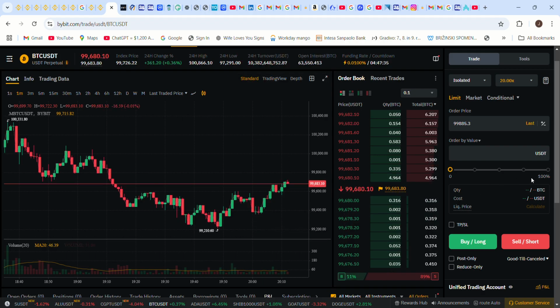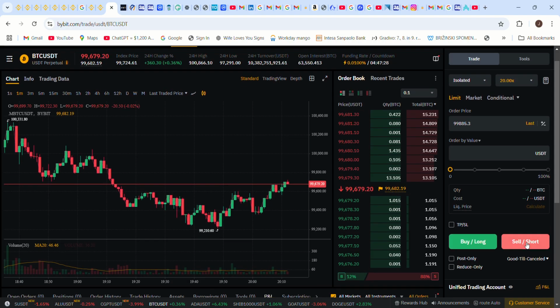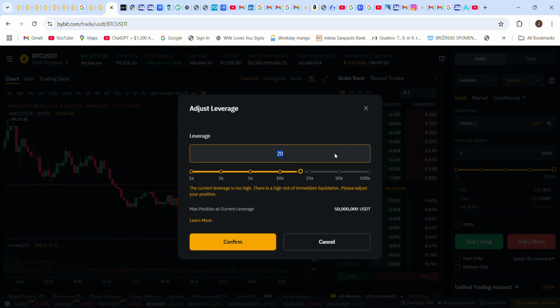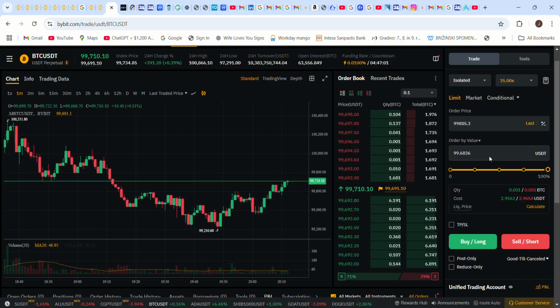And here you have, for example, my balance is, as you can see, $4 at the moment, $4.30. And now I can put here 100%, for example. But because there is not enough money here, I have to adjust leverage. I will put on, let's say, 35. When I put on 35, then automatically, as you can see, I'm bidding for $99.